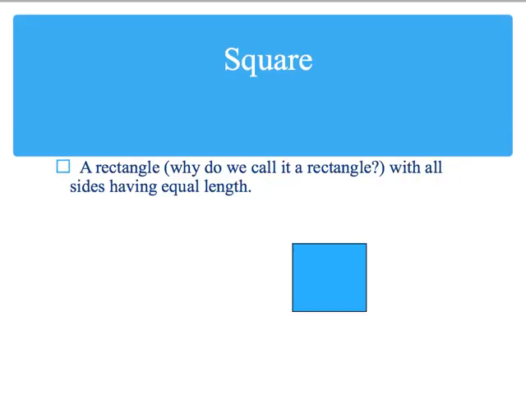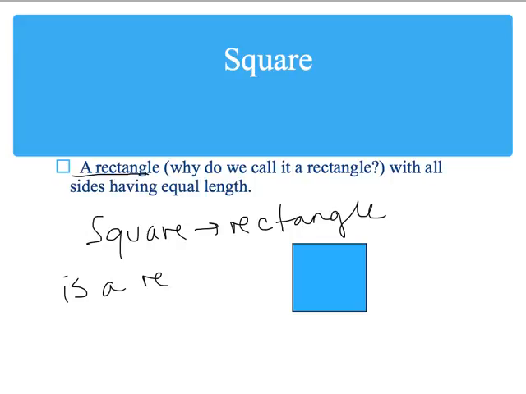Next we have a square. A square is a rectangle. The only difference between a square and a rectangle is that we take that rectangle one step further and say not only is it a parallelogram with one right angle, but it has all sides of equal length. So before class, I want you to think about this: a square is a rectangle. Is a rectangle a square? Think about that over the next few days in preparation for coming to class.